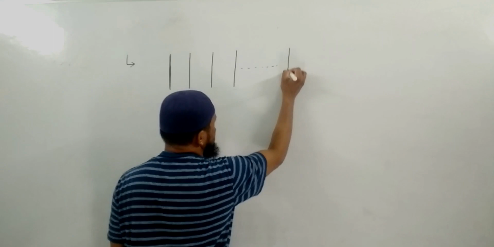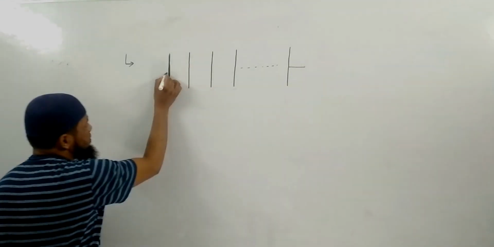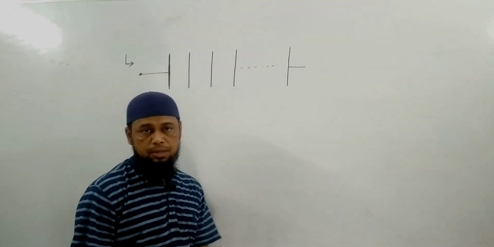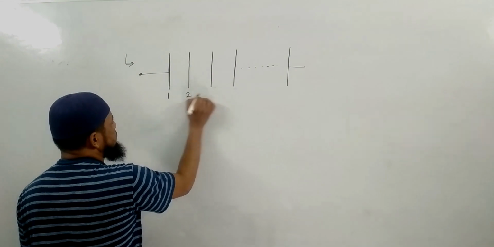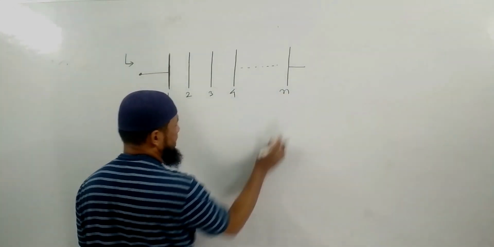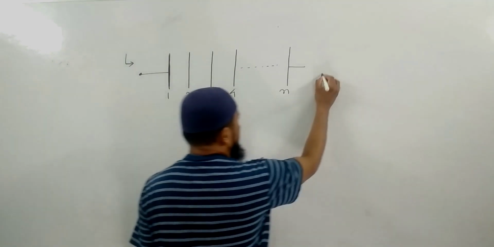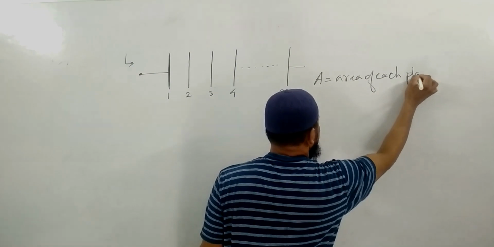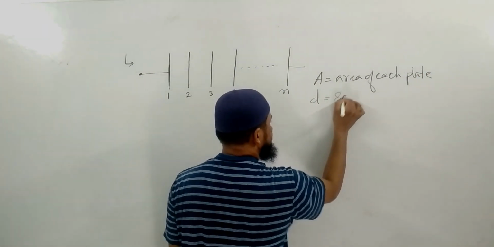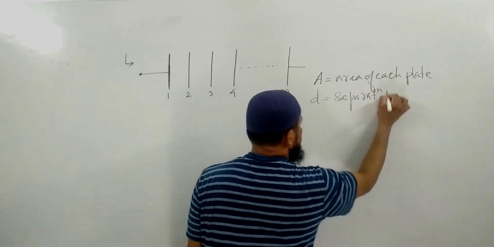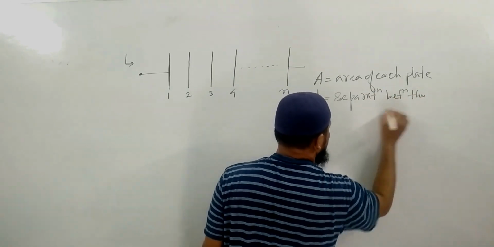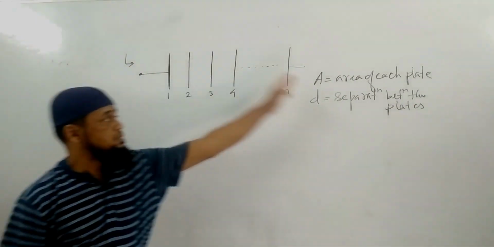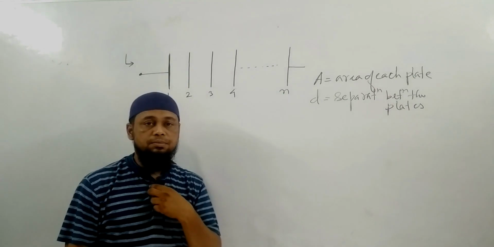How many plates are placed? N plates. They are connected like this. One is connected to the positive terminal and the other to the negative terminal of the battery. So how many plates? 1, 2, 3, 4, N plates. A is the area of each plate, D is the separation between the plates. We have to find the capacitance of the system. How much will the capacitance of the system be?